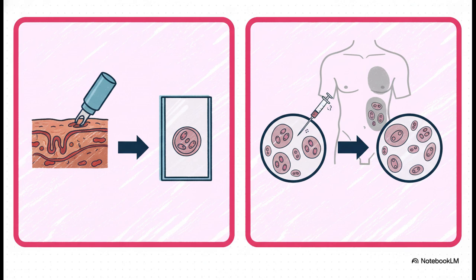You need tissue. For the cutaneous form, this is pretty straightforward. You just do a punch biopsy from the active, raised border of the lesion. But for visceral disease, it's a whole different ballgame. It's much more invasive. The gold standard is to get a bone marrow or a splenic aspirate to find the organism. Now, the splenic aspirate is more sensitive, but it also comes with a higher risk of bleeding, so that's a clinical decision you have to weigh.